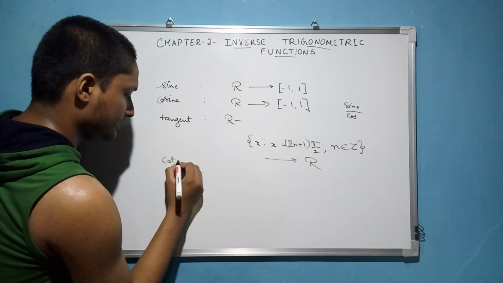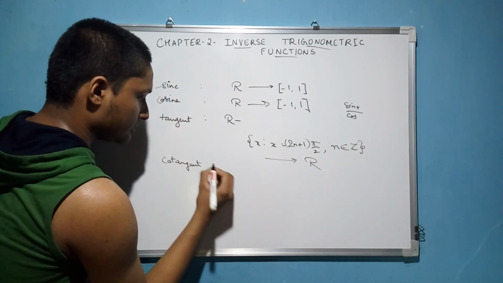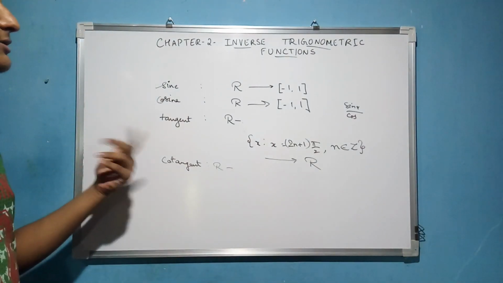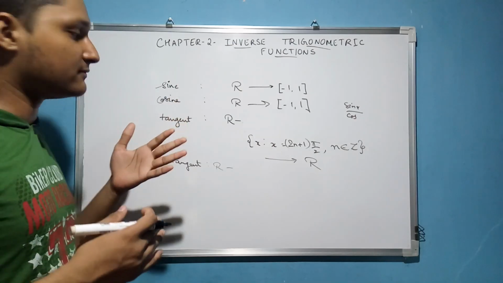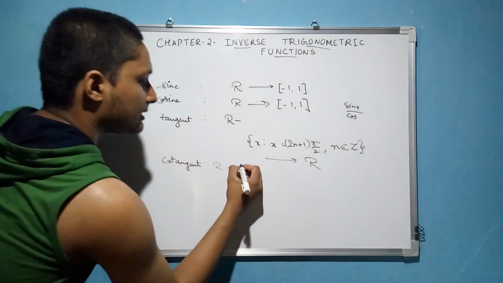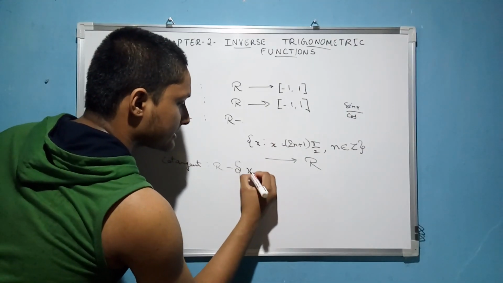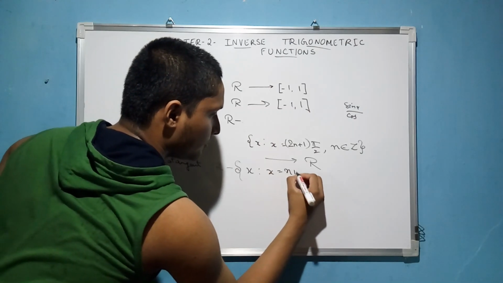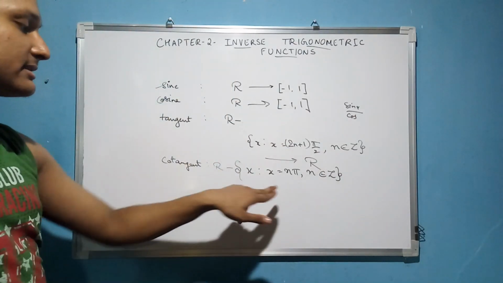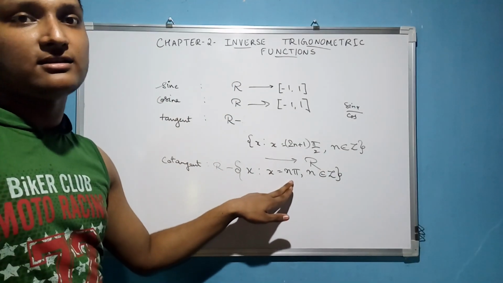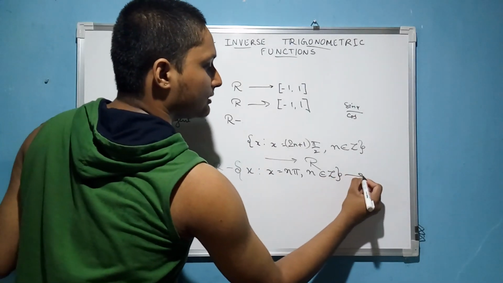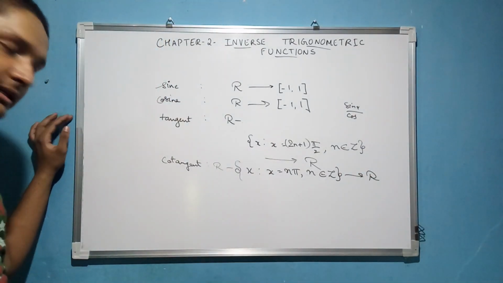After that you have cotangent. The domain is R minus a set, and the range is R. Cotangent is the reciprocal of tangent, so it comes to be cos by sine. When sine is 0, this does not exist. That means whenever x is n pi, where n belongs to the integers. Sine of n pi is 0, that is the general form. So that case is excluded from this domain. Then it can take all the values in the set of real numbers.